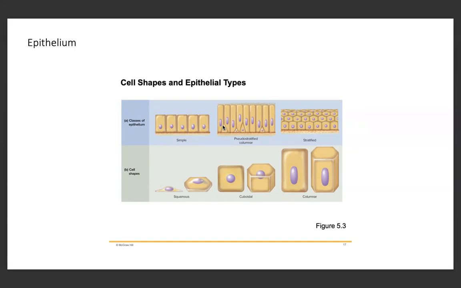Is there one layer? As in this example here, one layer of cells? If the answer is yes, this is a form of simple epithelium. If there is more than one layer, two or more, you do not need to count. That is referred to as stratified epithelium.